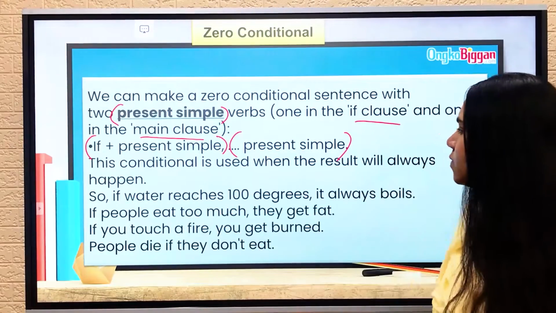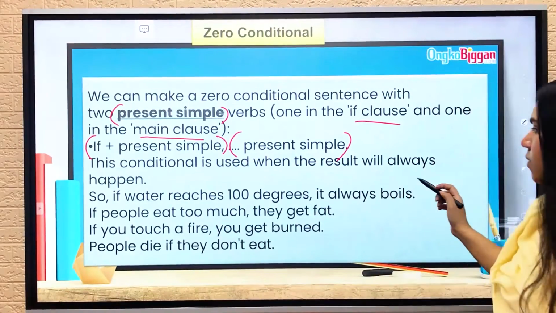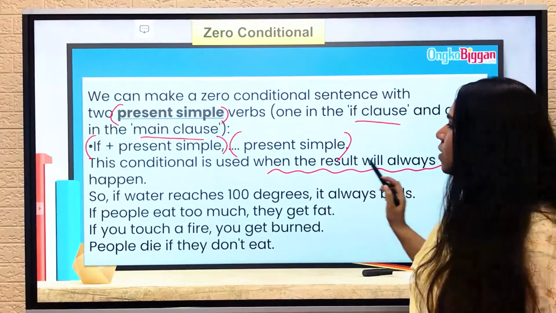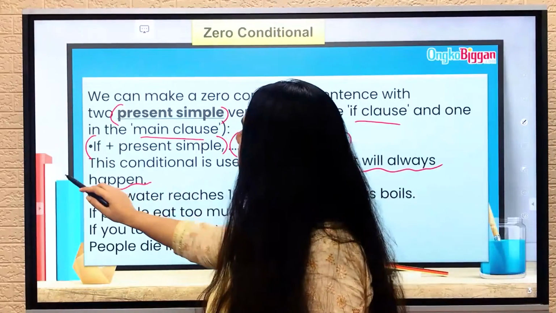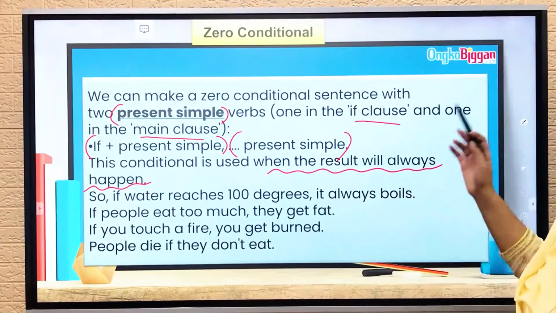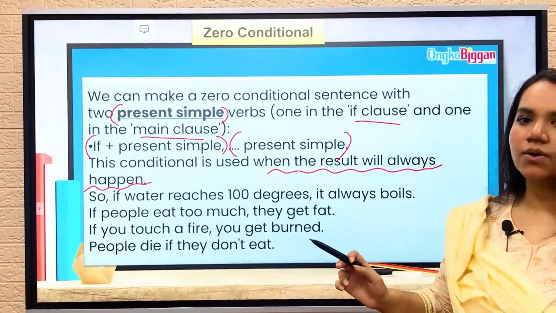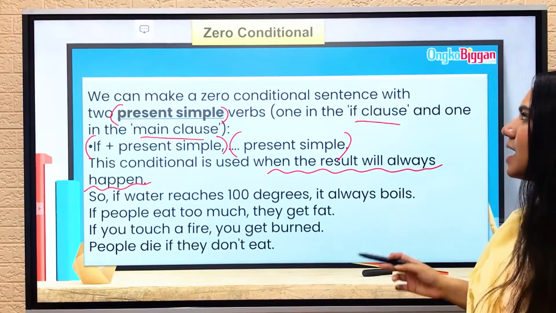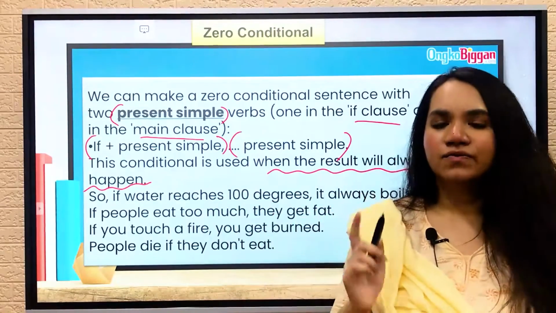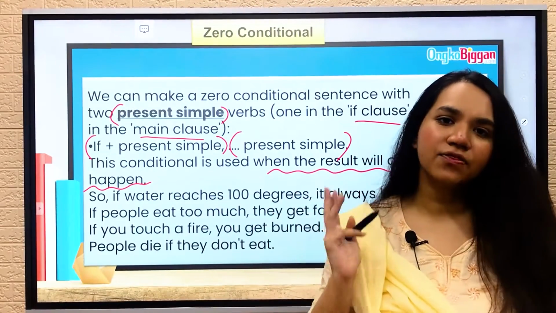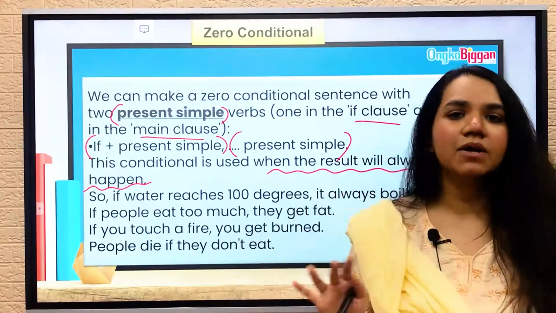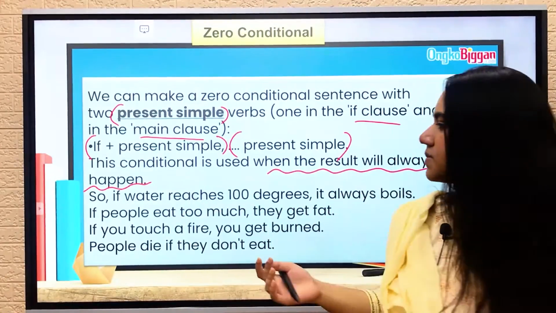So let's look at a few more examples. So what will be the main condition here? This is when the result will always happen. If you see somewhere the result is always happening, that is when we can use this zero conditional. Okay? So conditionals are actually four types: zero conditional, first conditional, second conditional, and third conditional. In this class, we are describing all these four types with examples.